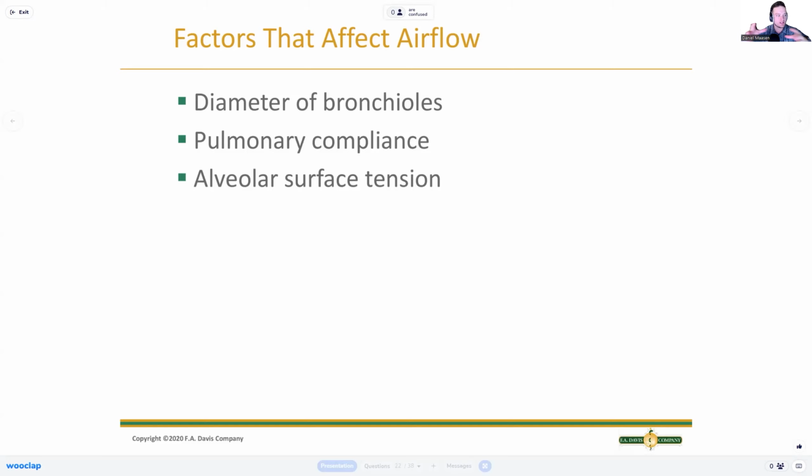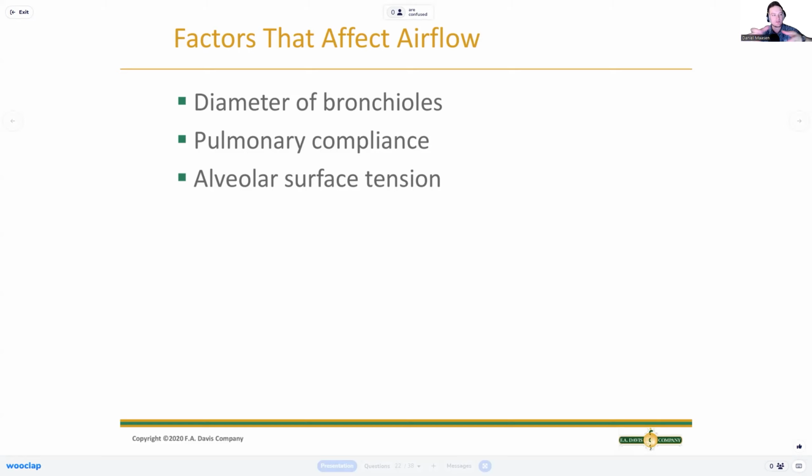So if for some reason lung tissue loses elasticity, that's diseases like tuberculosis, black lung, or pulmonary fibrosis, diseases that cause scar tissue in the lungs or things like that, makes the lung stiffer. Chronic obstructive pulmonary disease, those kinds of things, they're going to make the lung compliance go down.